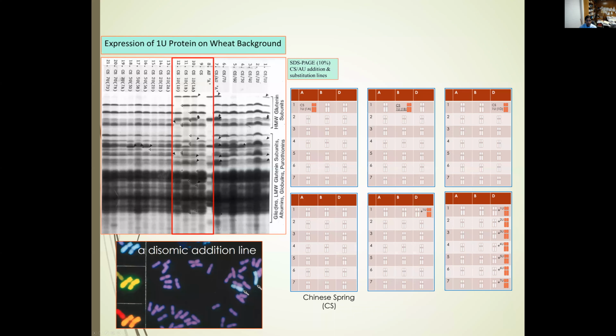Then lane 10 is the 1U substitution for 1A, this one, and 1U for 1B, this one, and 12 is 1U for 1D. You see the 1D subunit missing, and the 1B subunit missing. So these are the two substitution lines. And this slide is showing an addition line in which the background is Chinese Spring, and a pair of chromosomes, 42 plus 2 from the alien pair.